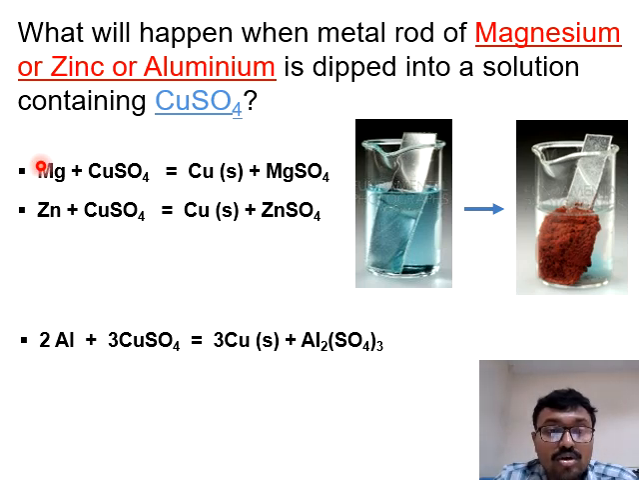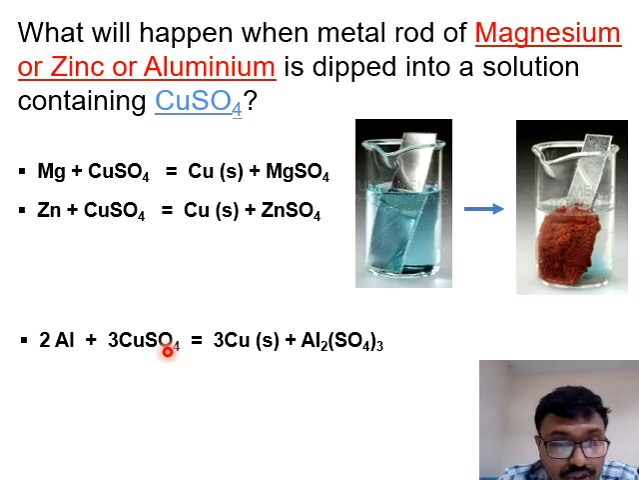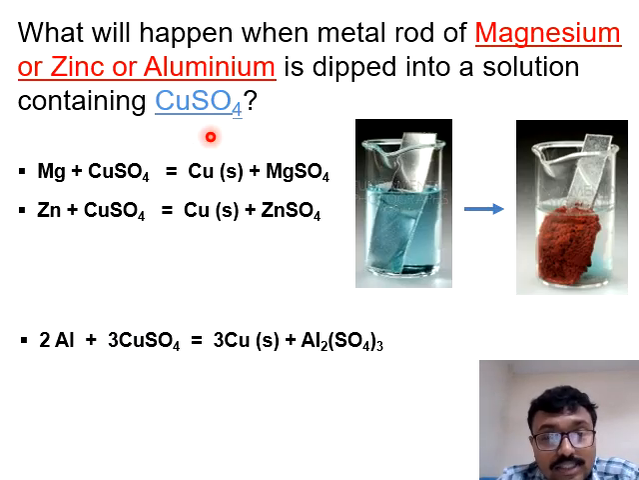If we dip magnesium into copper sulfate, copper will deposit on the magnesium metal surface. If we dip zinc into copper sulfate, copper will deposit on the zinc metal surface. And if we dip aluminum into copper sulfate solution, then copper will deposit on the aluminum metal surface. So this is also an example of an oxidation reduction reaction in solution.